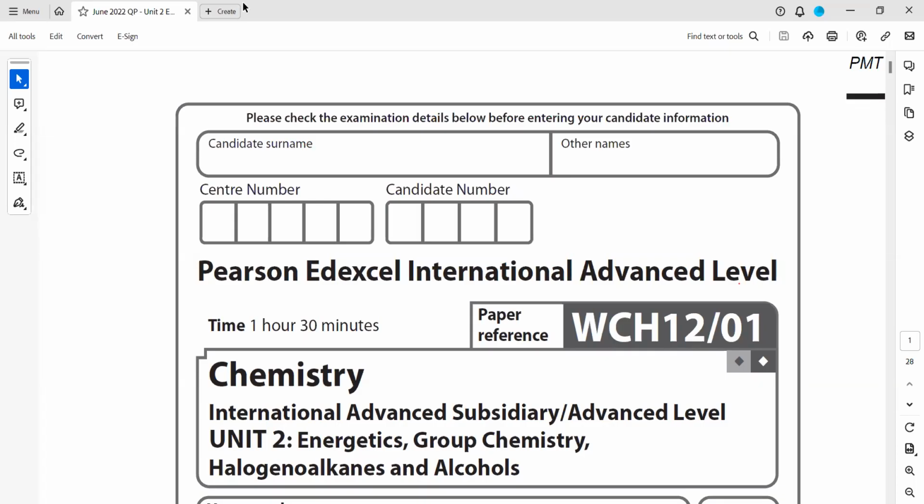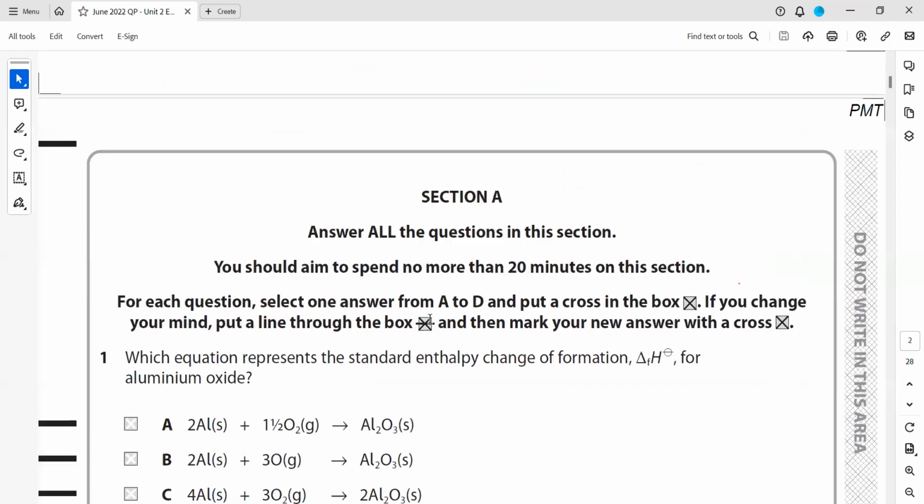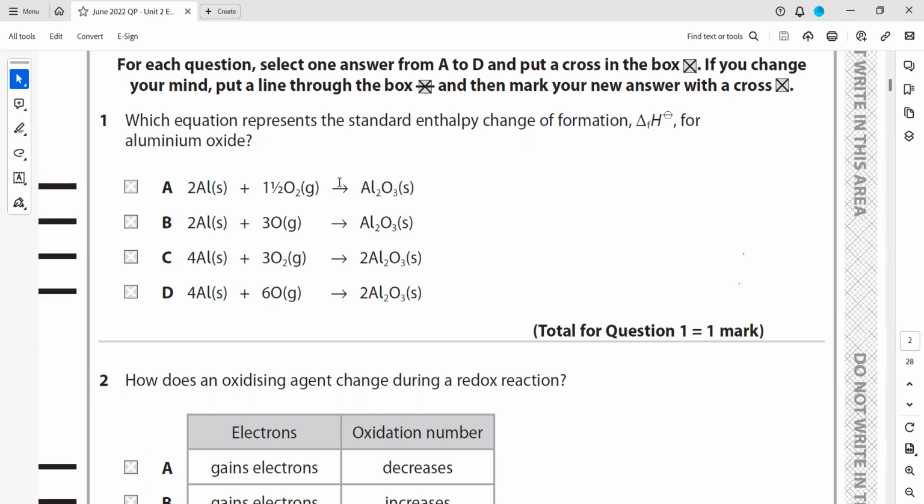So this one is June 2022, Unit 2. We'll do the MCQs. The reason why I'm revising the MCQs first is so you will have a better understanding of the topics. And for the structure questions, after finishing the MCQs, we'll move to structure questions. We'll do structure questions from the past papers.